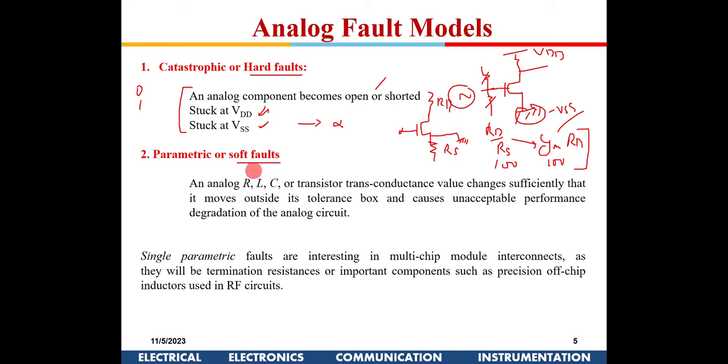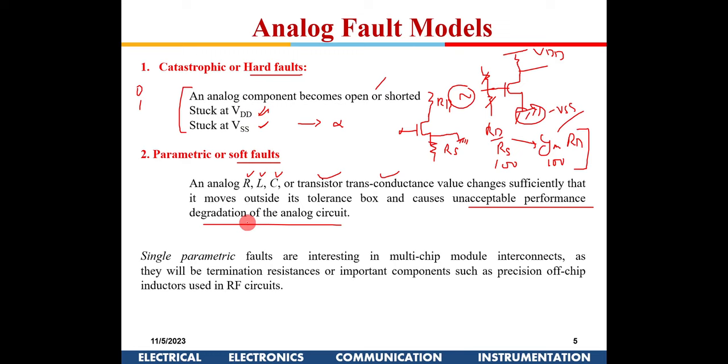Then there could be some soft faults or parametric faults, in which the values of R, L, C, and transistor transconductance can vary during fabrication, because of which the performance will be out of the specified range. So these are the two kinds of faults which can happen.